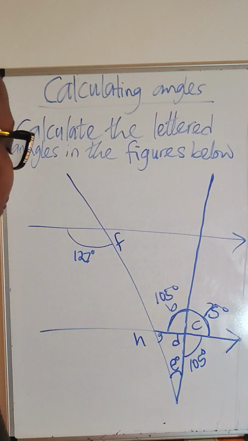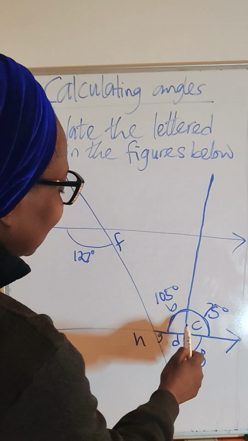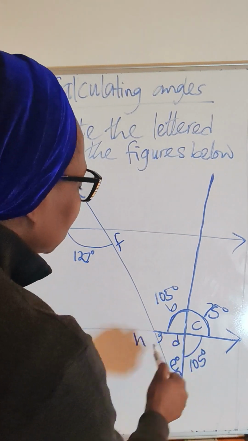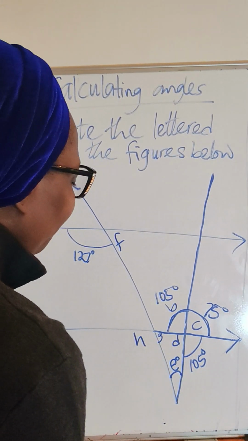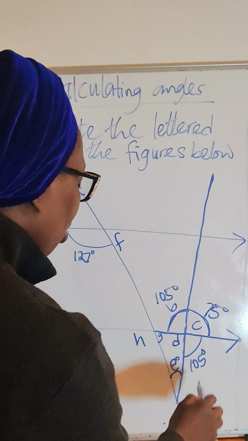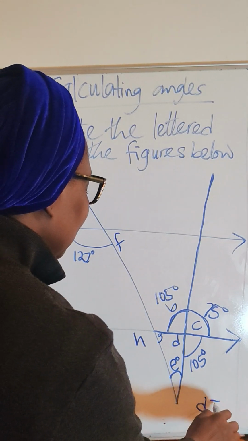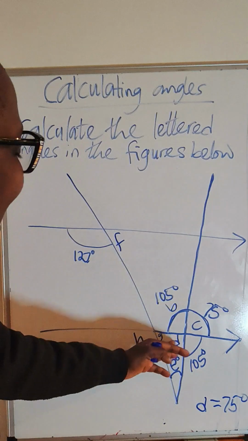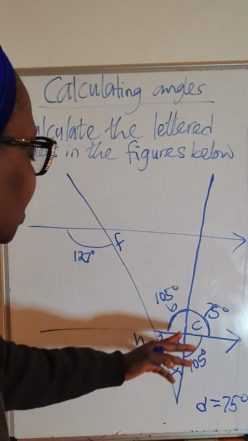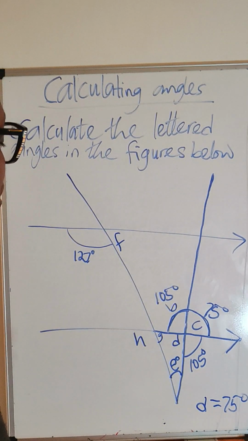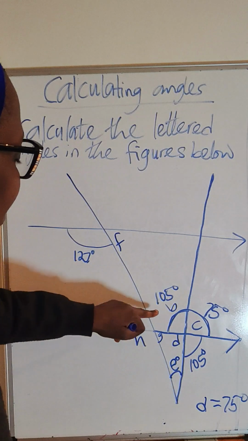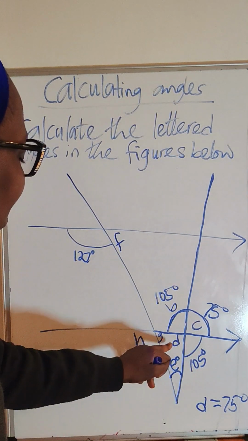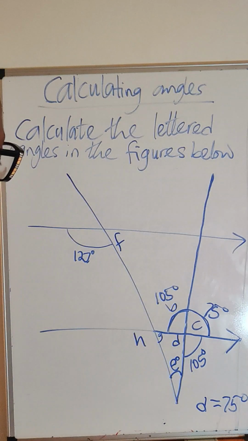We move on. If we look at letter C and letter D, they are vertically opposite. Therefore, angle D is equal to 75 degrees because C and D are vertically opposite angles. So we've been able to get letter B angle, letter C angle, and letter D angle.